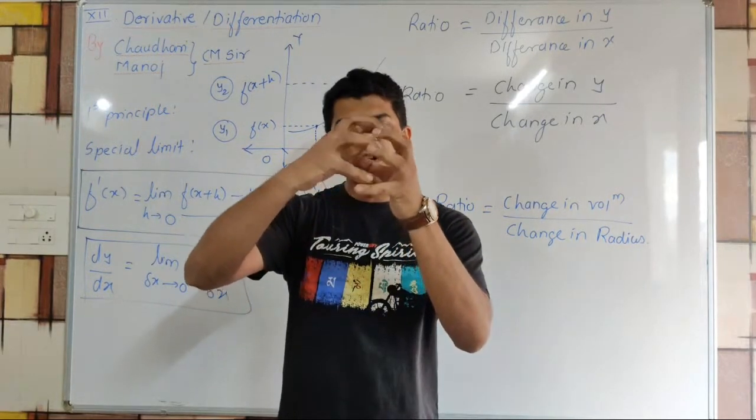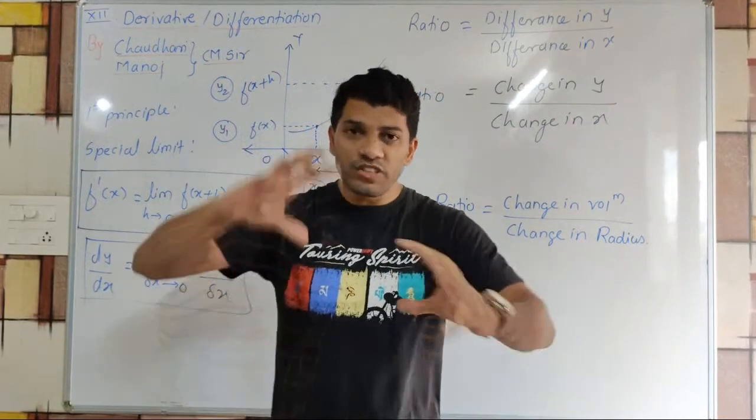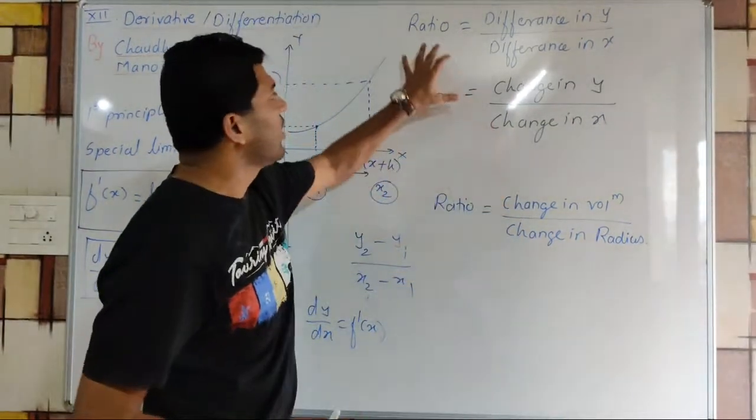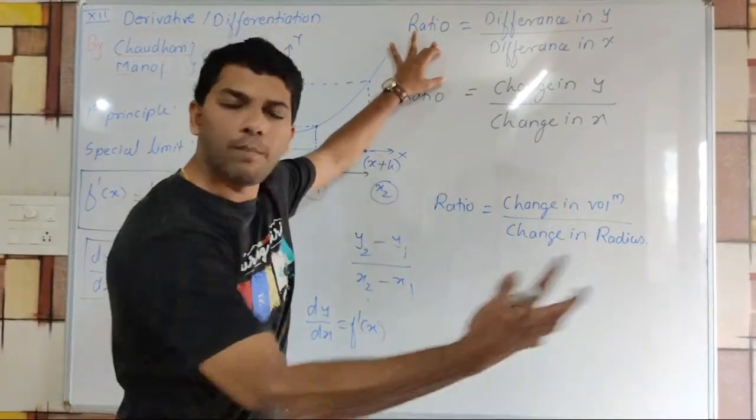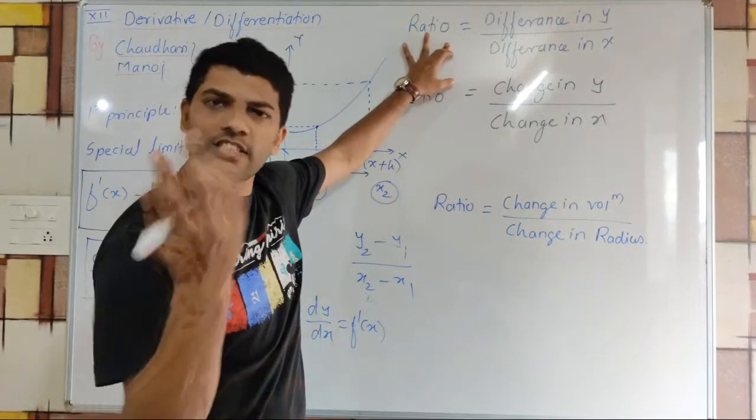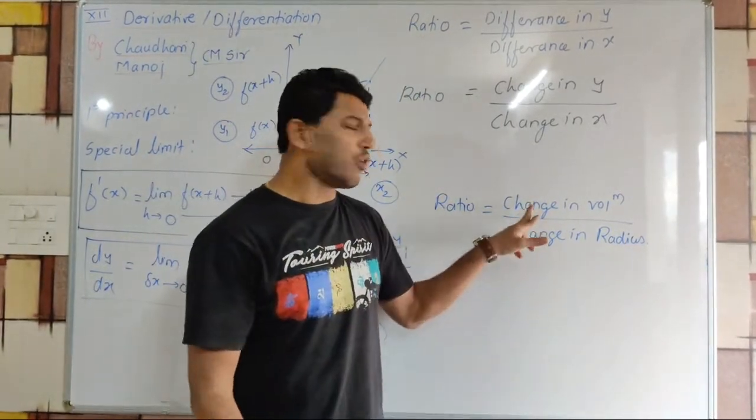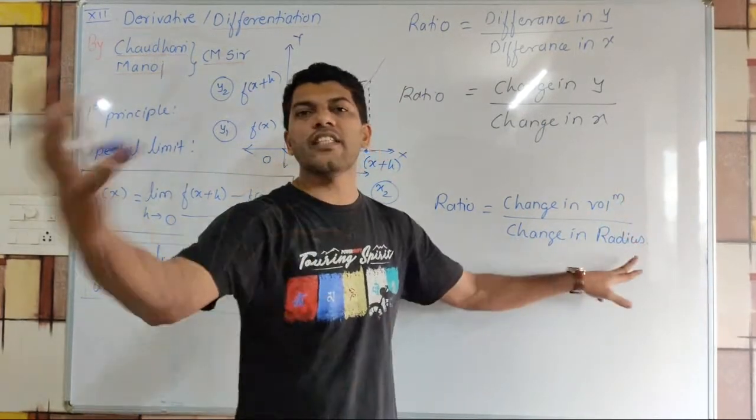The radius of the balloon is increasing, its volume is also increasing. So the change in one variable with respect to another variable, this ratio is called derivative. Change in one variable because of another variable is called derivative. So what is exactly happening with the balloon? Its volume is increasing as its radius is increasing.